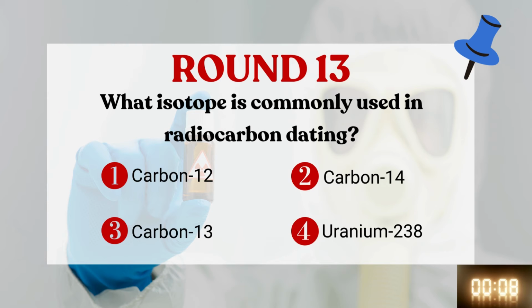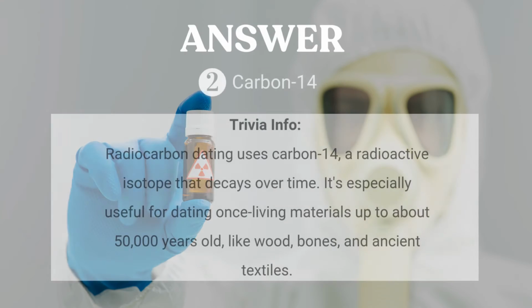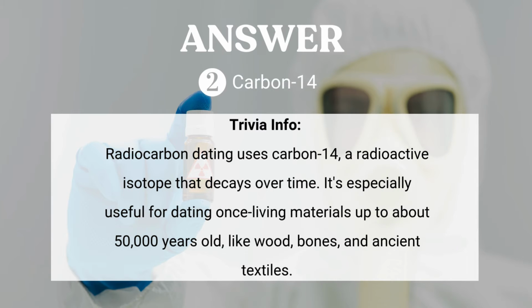What isotope is commonly used in radiocarbon dating? Answer 2. Carbon-14. Radiocarbon dating uses carbon-14, a radioactive isotope that decays over time. It's especially useful for dating once-living materials up to about 50,000 years old, like wood, bones, and ancient textiles.